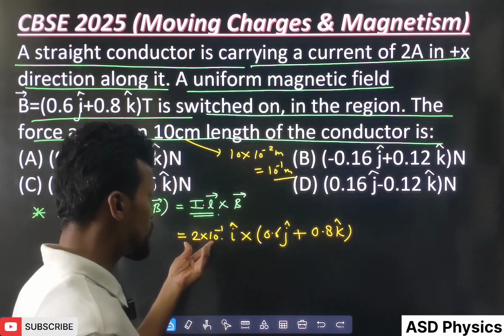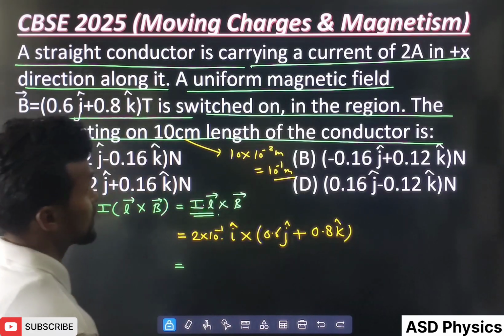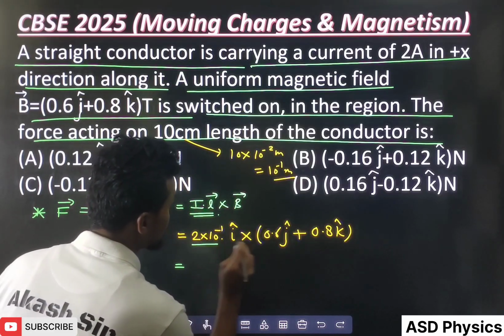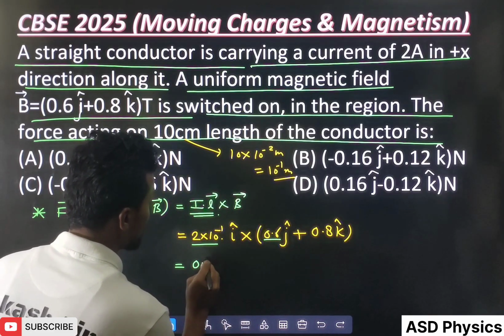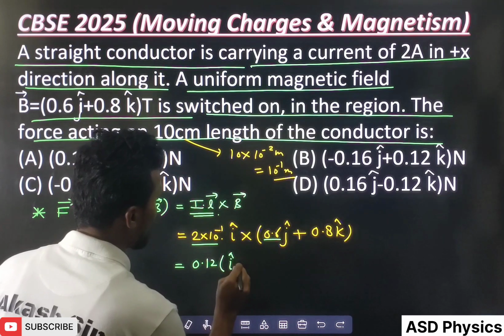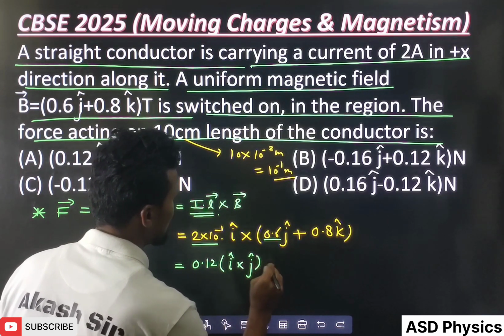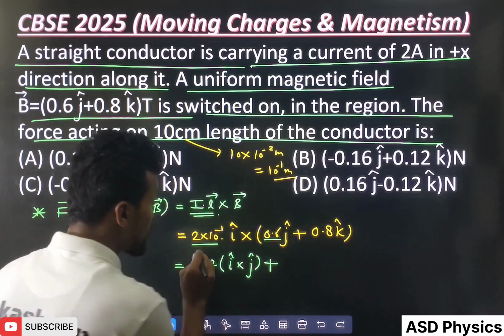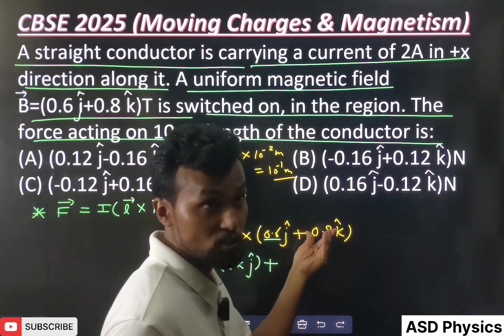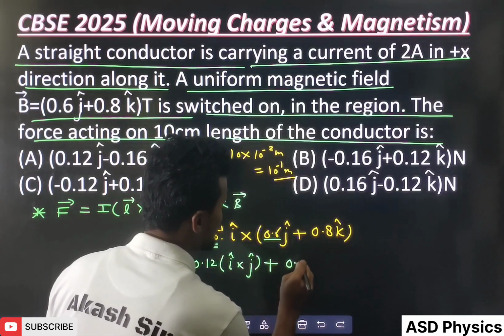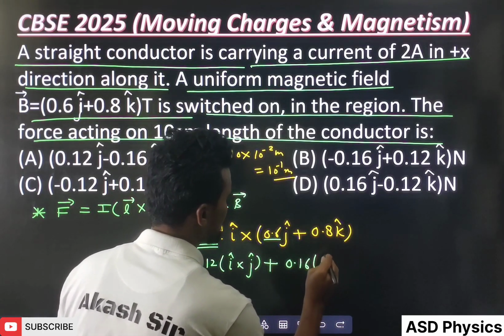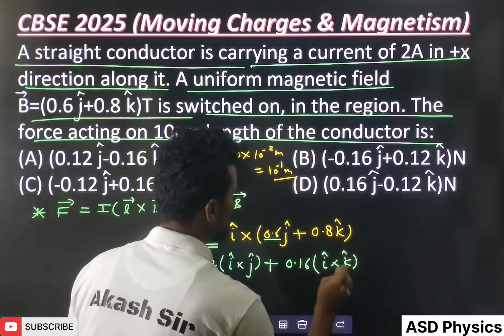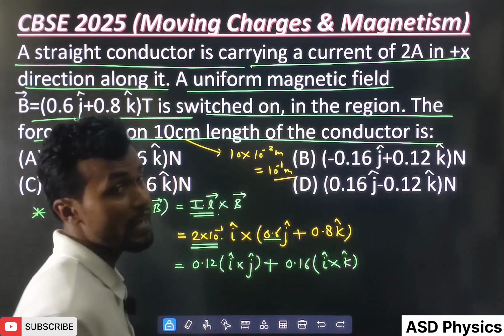Just multiply here 2 into 10 power minus 1 into 0.6. So students, this multiplication will come here as 0.12, and here i cap cross j cap, is it? Plus again 2 into 10 power minus 1, and we have to multiply with 0.8. It will come here 0.16, and here i cap cross k cap, because i cap is coming first, so i cap cross k cap.